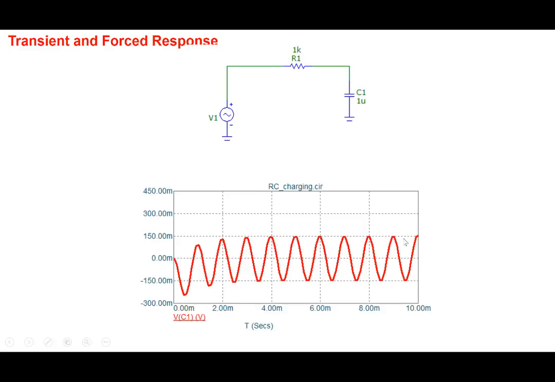So this is what we call the steady state part of the response here, right? We have applied a voltage here, and the voltage has been applied for a long time, and the voltage is sinusoidal. So the repeating pattern that you see here is now fixed. While in this case, the circuit is still trying to come to the final steady state. So this is the transient part here.